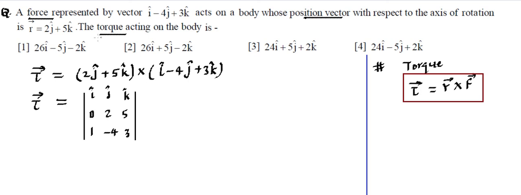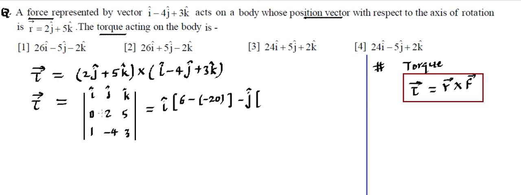Let's check the numbers properly, because here the calculation needs to be done precisely, otherwise there is a lot more scope to commit a mistake. So i cap, we are expanding i cap, so this column, this row will not be considered, so this 2 and 3 get to be multiplied, so 2 and 3 will become 6, minus 5 and 4 will need to be multiplied together, so that's going to be 20, so minus of minus 20, then minus j cap.